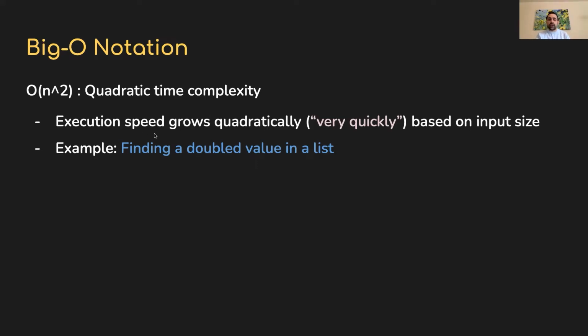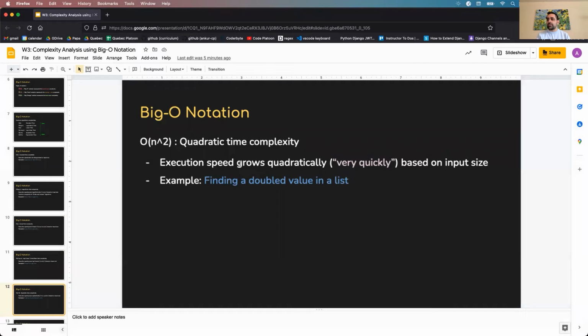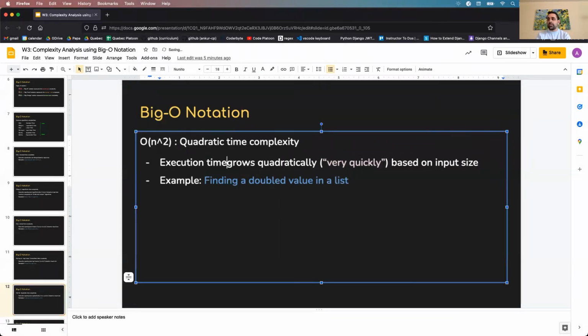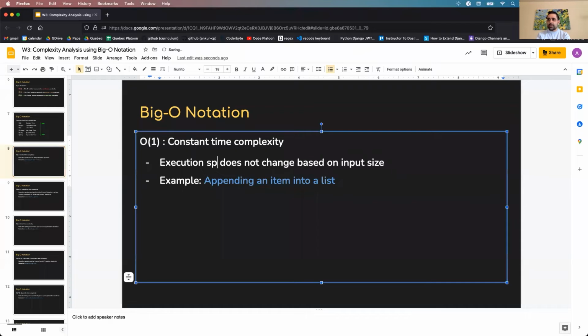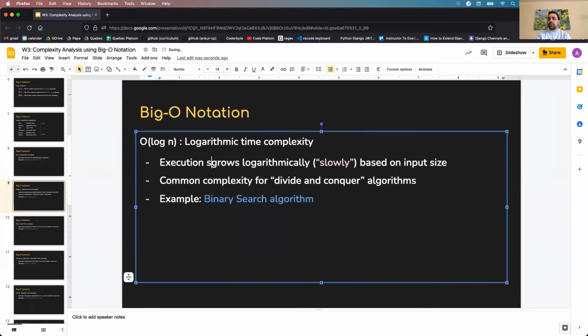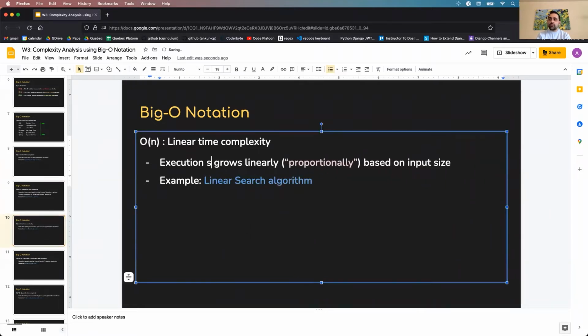So I should probably write execution time here. I'm going to make that change right now so I don't forget it later. Thank you, Jesse. I want to make sure we are being accurate. The speed doesn't get faster, the time just gets larger. Any other questions while I correct my slides here? Execution time grows, not the speed.